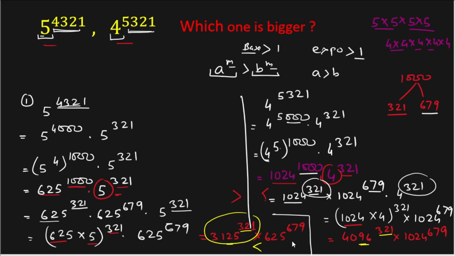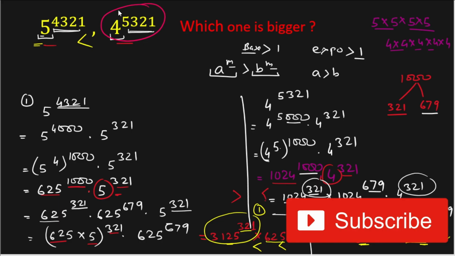Now we'll compare the second factors. Here also the power is the same. Now we'll compare the bases. The base of the first factor is 625 and here it is 1024. So the base value of this first term is less than the second one. So we can say that the second factor value is also less than the second factor value of this term. Now from this it is evident that the first factor value is less than the second one. So friends, from here we can say that this one is bigger.